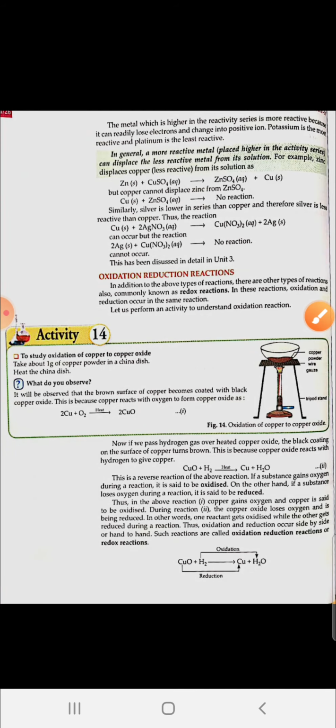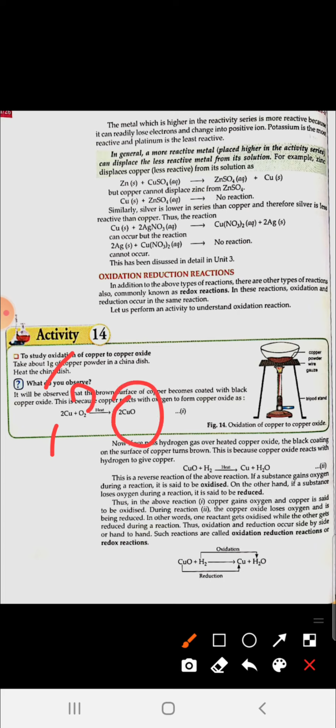Here you can see oxidation of copper to copper oxide. So we are adding oxygen into it and a copper oxide is formed. So this is known as oxidation. Now I will explain to you what is oxidation and what is reduction.